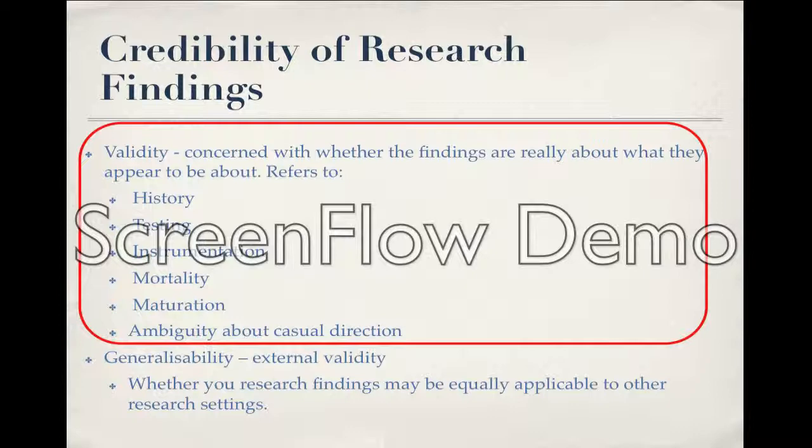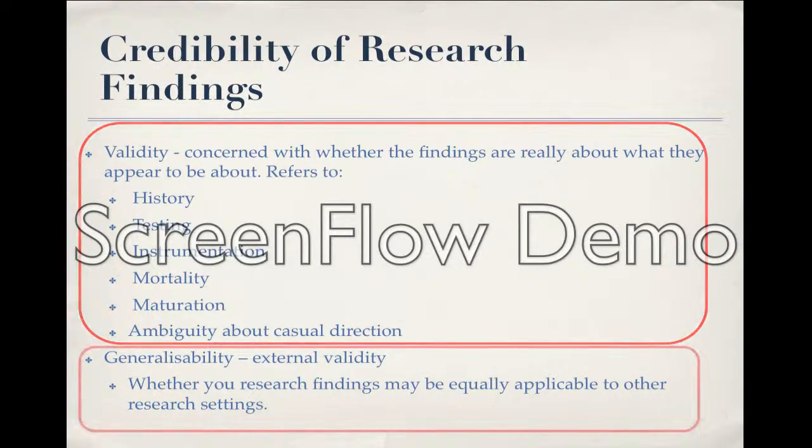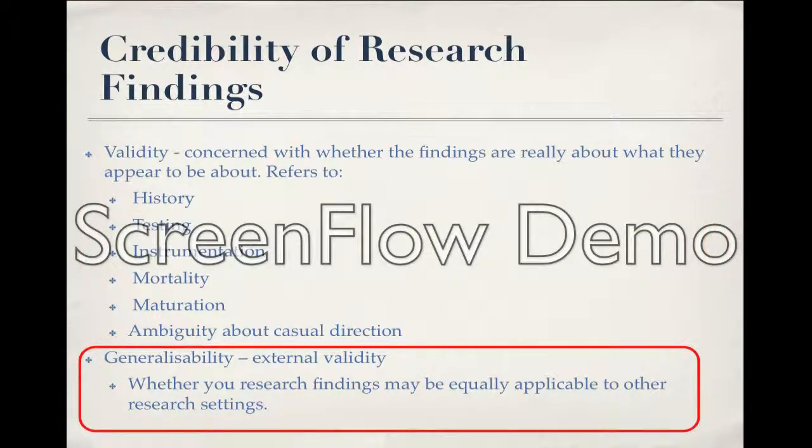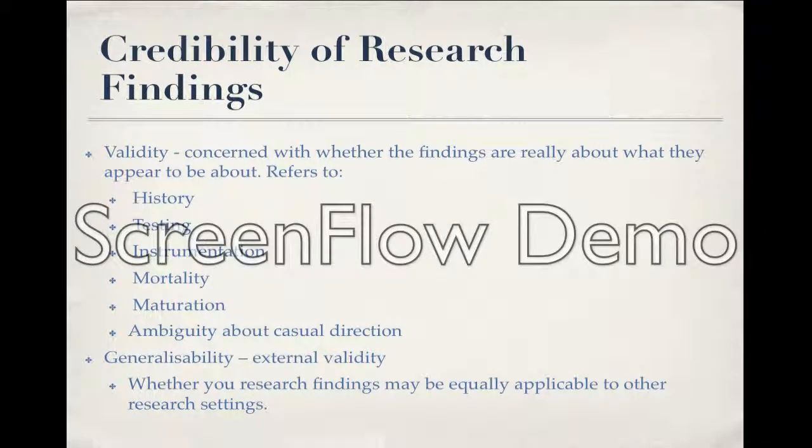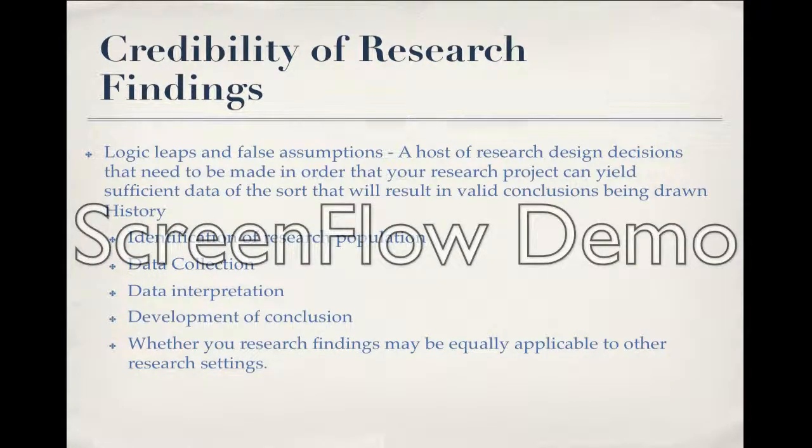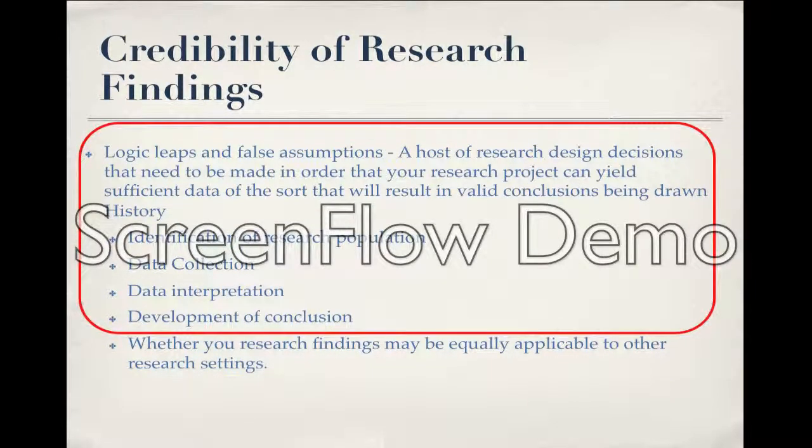It refers to history, testing, instrumentation, mortality, maturation, and ambiguity about causal direction. You also have generalizability, that is the external validity. It's whether your research findings are equally applicable to other research settings. And besides that, you also have the logic leaps and false assumptions.